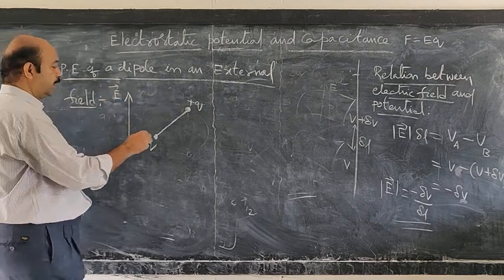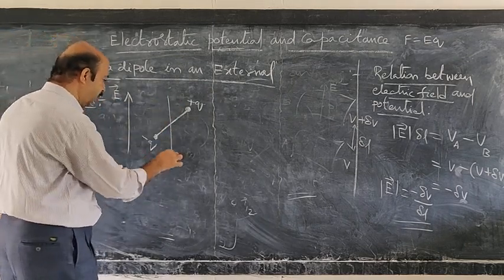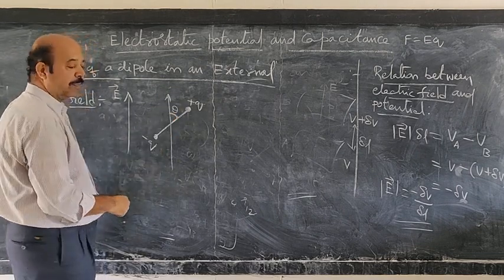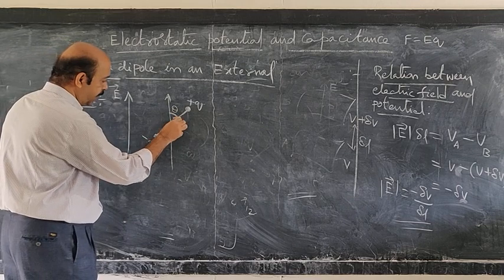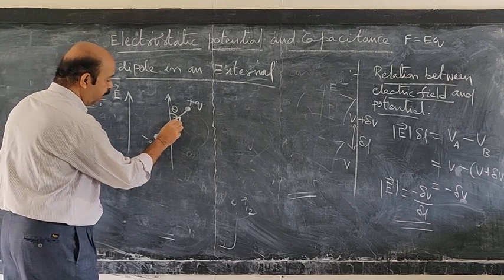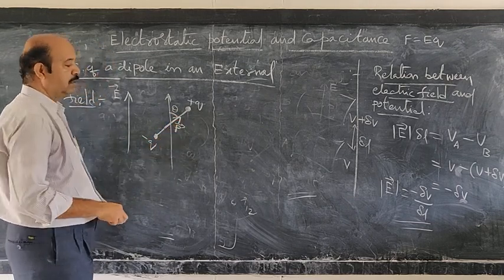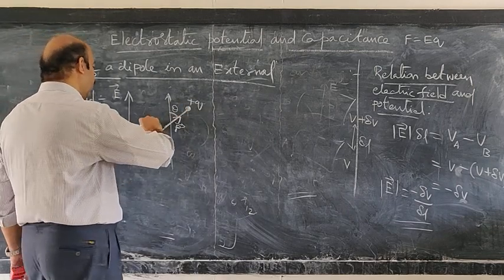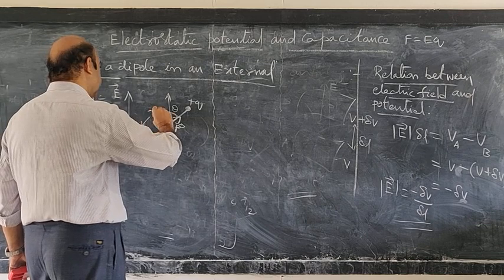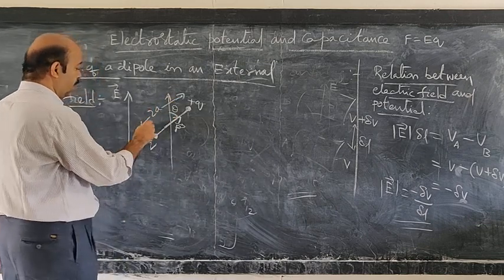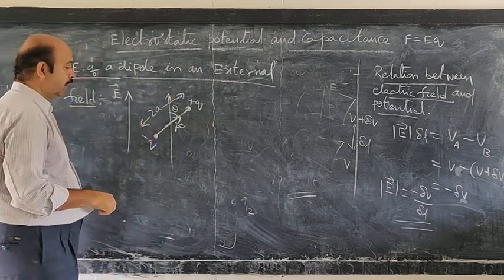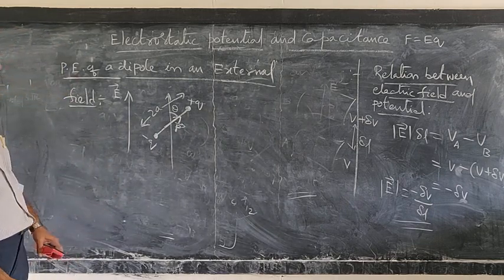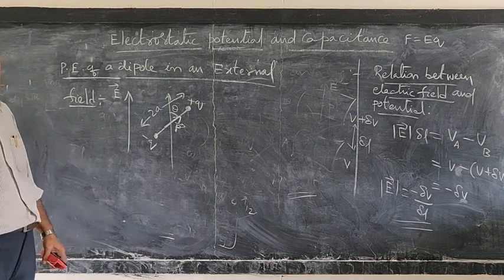Now suppose the direction of the electric field is making an angle theta, and this is the direction of the dipole moment. And you know the length of the dipole, as we said earlier, 2a is the length of the dipole. So in such a case what happens? This electric field will try to rotate the dipole in its direction.